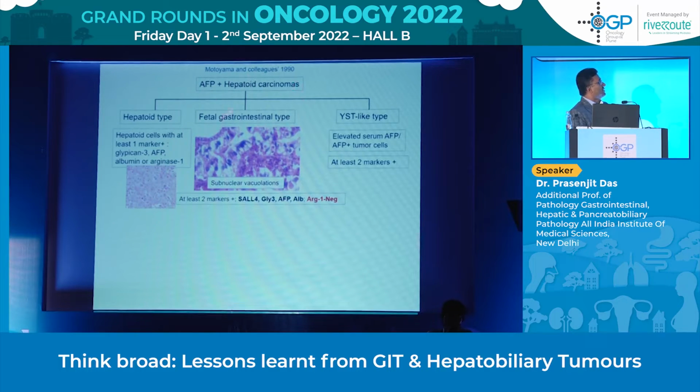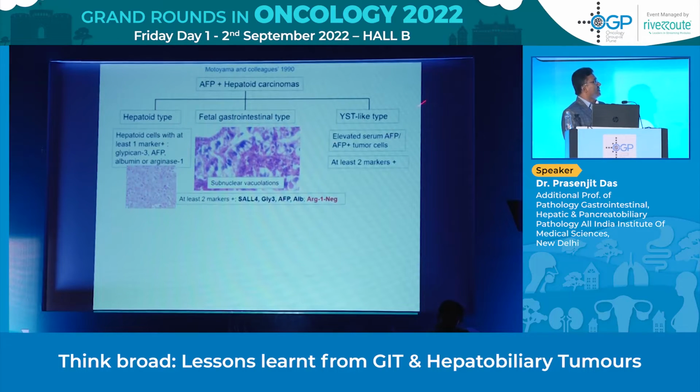This is the fetal gastrointestinal type. The cellular differentiation would be just like what I showed, those endometrial type, and you will see marked supra and subnuclear vacuolation, what was present in this case. And in this case, to diagnose it, we should see at least positivity for 2 markers, alpha-fetoprotein, SALL4 and glypican 3, along with albumin can show some hepatoid areas.